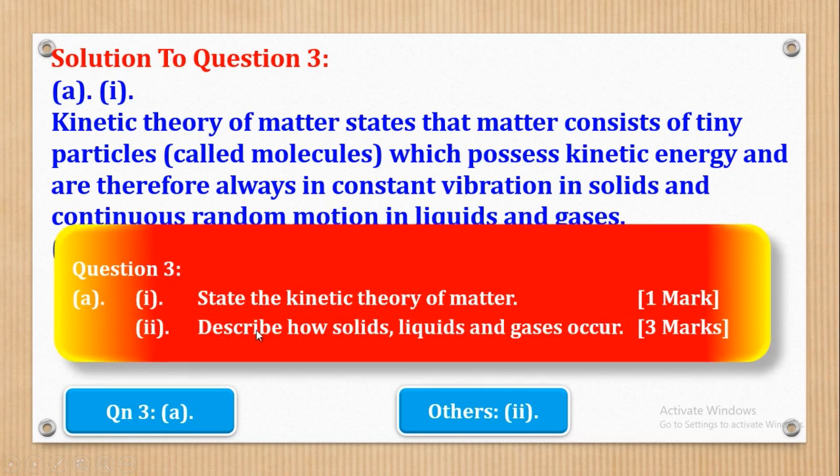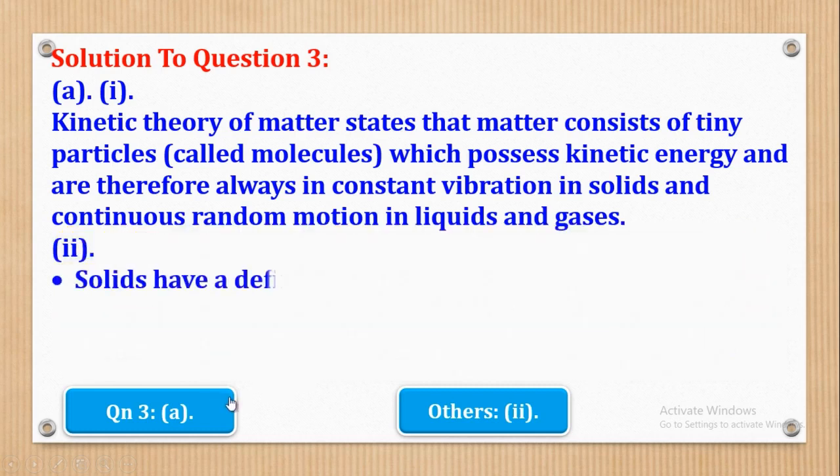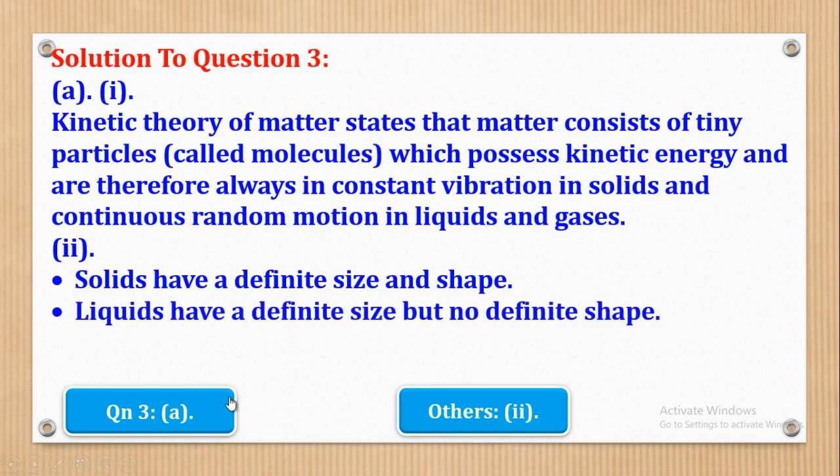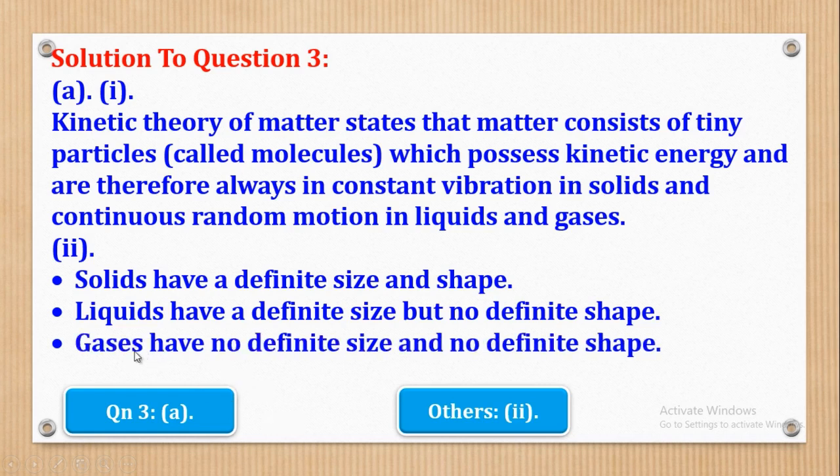Roman 2 says describe how solids, liquids and gases occur. In other words, they want you to distinguish between solids, liquids and gases. So we shall say solids have a definite size and shape. What about liquids? Liquids have a definite size but no definite shape. What about gases? Gases have no definite size and no definite shape. So basically that's how you can describe solids, liquids and gases, how they occur.